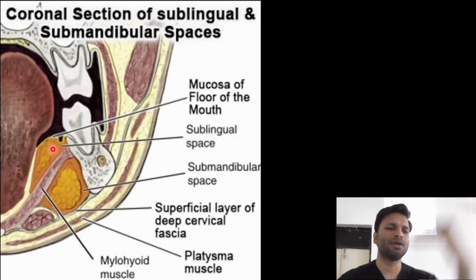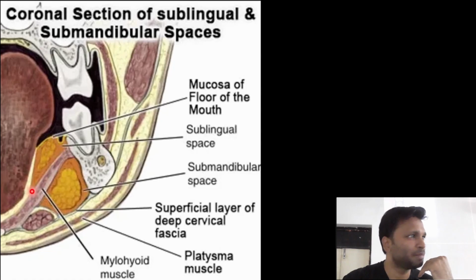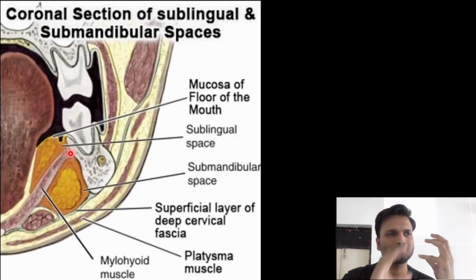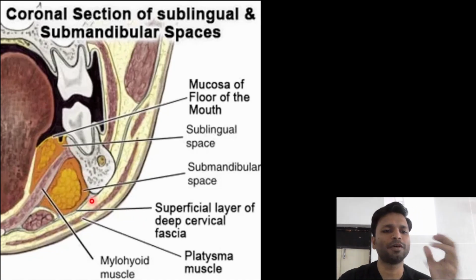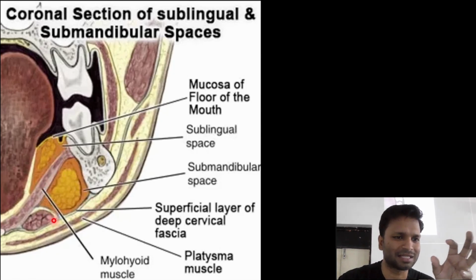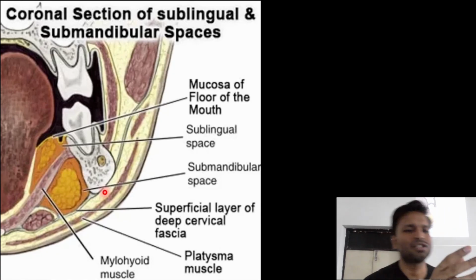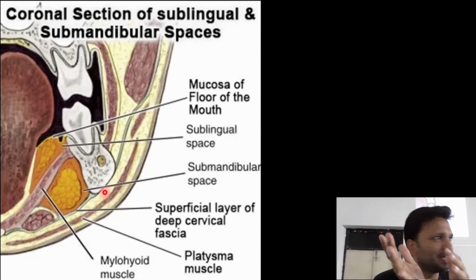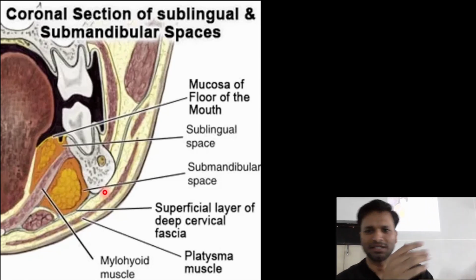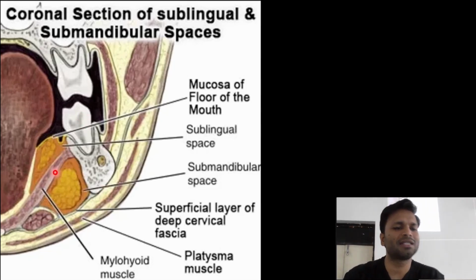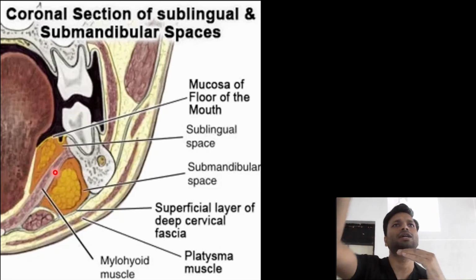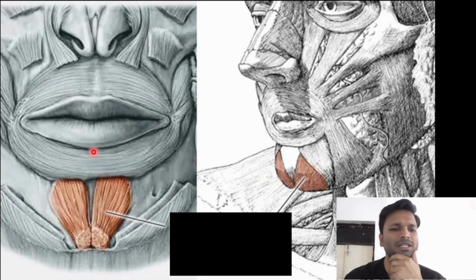The superior one, the space between the mylohyoid muscle and the oral mucosa of the floor of the mouth, is the sublingual space. Whereas the space between the mylohyoid muscle and the superficial layer of the deep cervical fascia is the submandibular space. We're going to go into details of all the contents and the layers in every space in the next lecture. Basically, the mylohyoid muscle divides the floor of the mouth into two, that is sublingual and submandibular. What is this muscle?